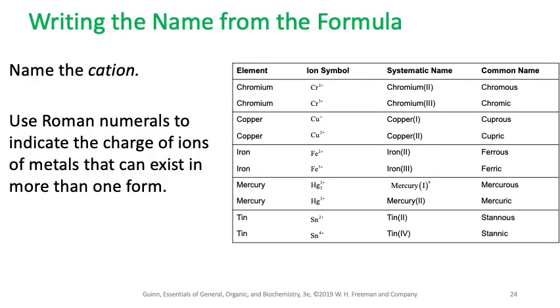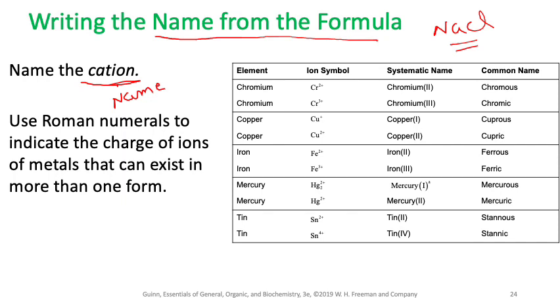Now let's learn how to name any ionic compound. How would I name it? For example, NaCl. How would I know this NaCl is sodium chloride? So we're going to learn how to name an ionic compound. How are you going to name it? First you have to figure out which element is making a cation and write the name of the cation. This has to be first.